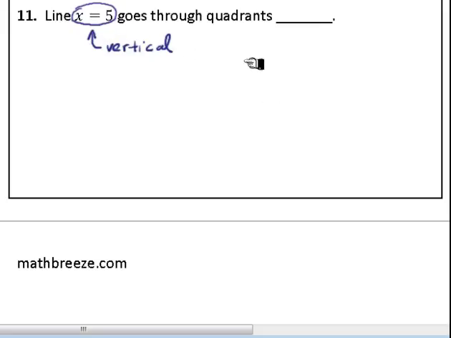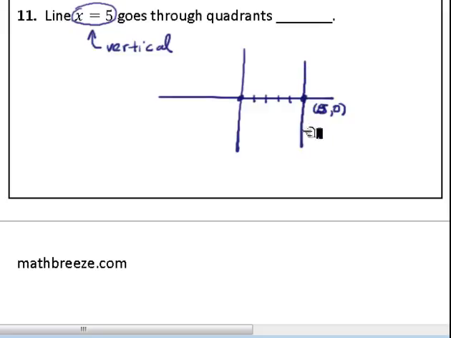And it's 5 units to the right of 0. So let's count off 1, 2, 3, 4, 5, and we have the point 5, 0. So we're talking about a vertical line through this point. All right, there's our line x equal 5.